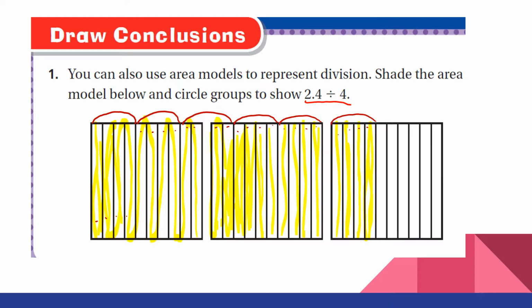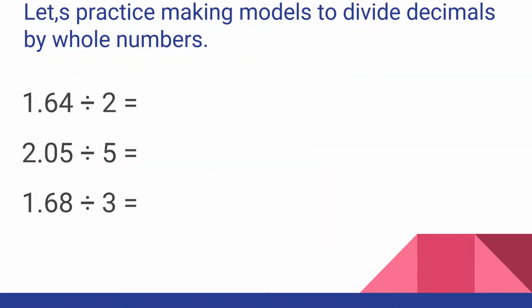So how many groups of 4 did I circle? We circled 1, 2, 3, 4, 5, 6 groups. So that's going to equal 6. But what are they going to be? 1 place behind the decimal there, so it's 6 tenths would be my answer. Okay? Those are the easier ways, the easier ones to do. All right, so let's practice.